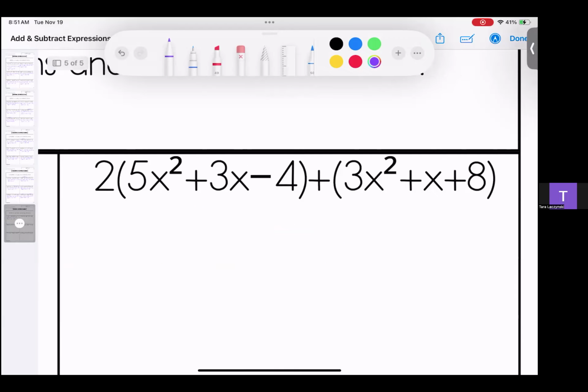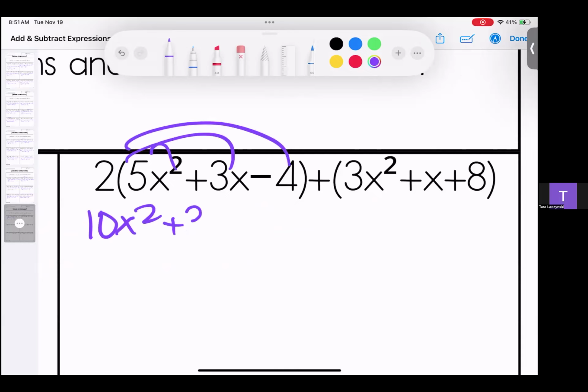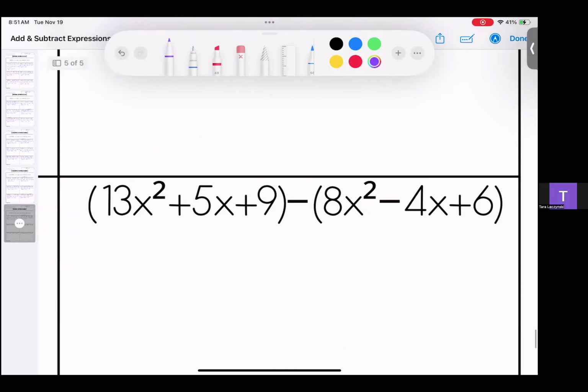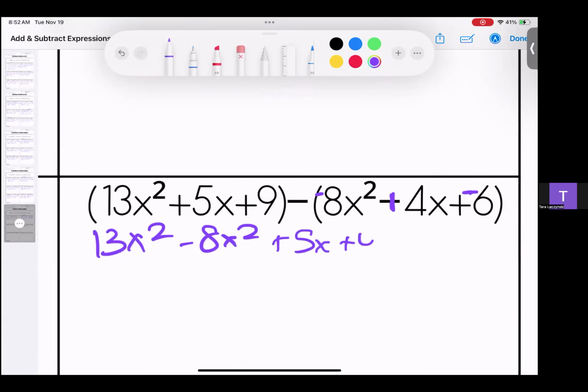Over here we have to share, so we have 10x squared. Oh, that is not squared. That is plus 3x squared plus 6x plus x minus 8 plus 8. 13x squared plus 7x. This becomes 0, so no need to show that in any way. Over here, just sharing out the signs, like multiplying by that negative 1, putting like and like together.